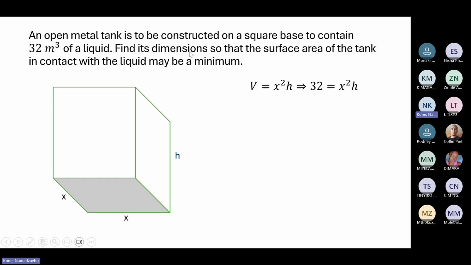Now we need to come and take care of the second part. The second part says we must find the dimensions so that the surface area of the tank in contact with the liquid may be a minimum. Firstly, we will need to find the equation that describes the area of this box. As I have said at the beginning, this box contains 5 sections. The first section is the bottom section, which is the base, and the area thereof is length times breadth. Length times breadth will be x times x, which is x squared for the base.